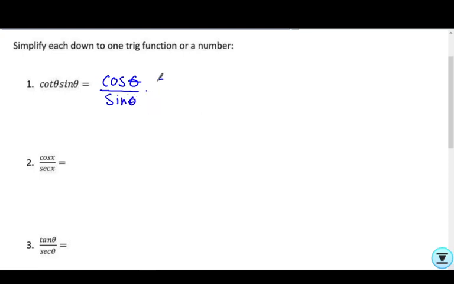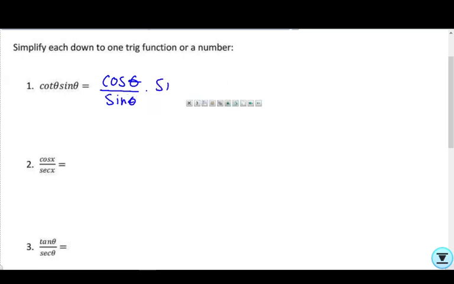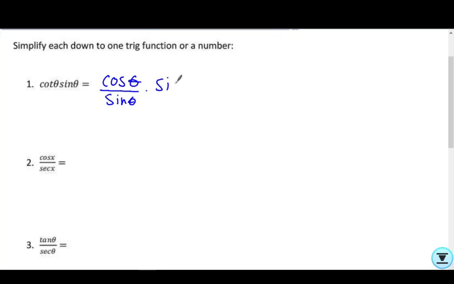So I'm going to switch out cosine theta over sine theta for cotangent. Now I can multiply these to get it to one value, but I see that sine divides out with sine, which just leaves me with cosine theta. Okay? So cotangent times sine is just cosine theta. So we just proved a new identity. Okay?